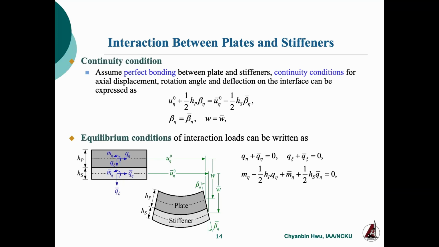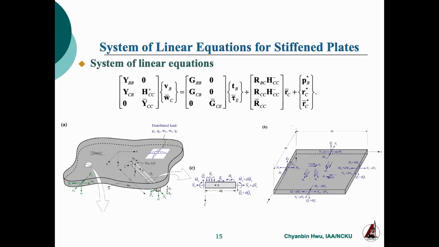And we also need to consider the equilibrium of the interaction load, and it can be expressed by three equations in three different directions. One is in the axial direction, and the other is in the transverse direction. And this is for the bending moment. So this is the system equation for the stiffened plate. Very complicated inside, so I did not show the details of this matrix.